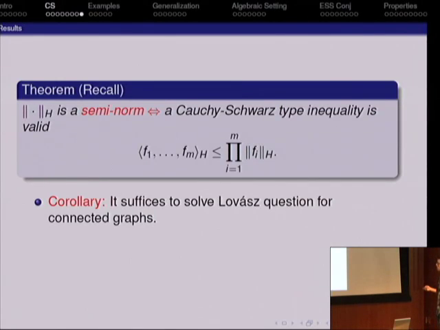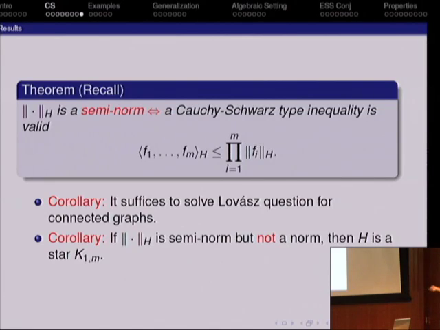One is that if you can answer the question for connected graphs, then we know the answer for non-connected graphs, for every graph. Another consequence is the non-degeneracy condition. This doesn't talk about non-degeneracy, but it's possible to deduce from this that the only possible norms which are semi-norms but not norms are the ones defined by stars.